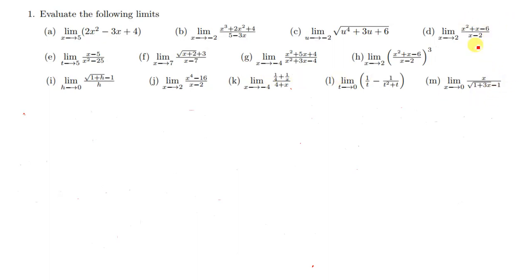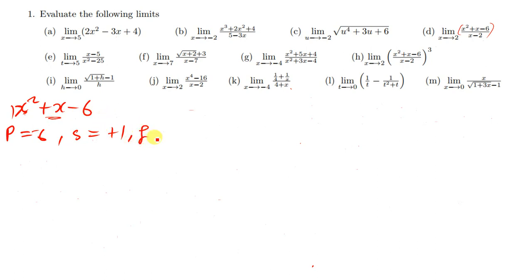So let us try to simplify this expression. To simplify it, we first have to factorize the numerator, which is x squared plus x minus 6. We find the product, which is found by multiplying the coefficient of x squared and the constant, giving us negative 6. Then the sum is equal to positive 1, which is the coefficient of x.